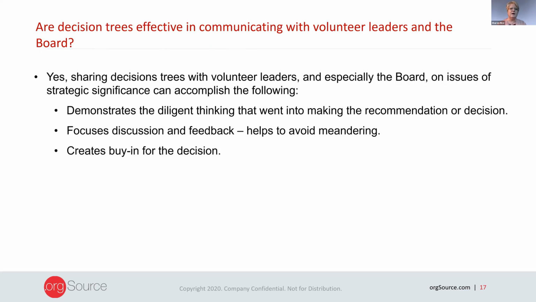Are decision trees effective in communicating with volunteer leaders and the board? I really think that they are. I think they make a nice summary model to show the board when you're coming with a recommendation. They demonstrate the diligent thinking that went into the recommendation. It's kind of like showing your math, showing your work. They can follow along with it. I think it also helps focus the discussion and avoid those meandering discussions about what if we did this, or how do we do that, because it points a direction. And I think it also creates buy-in for the decision.